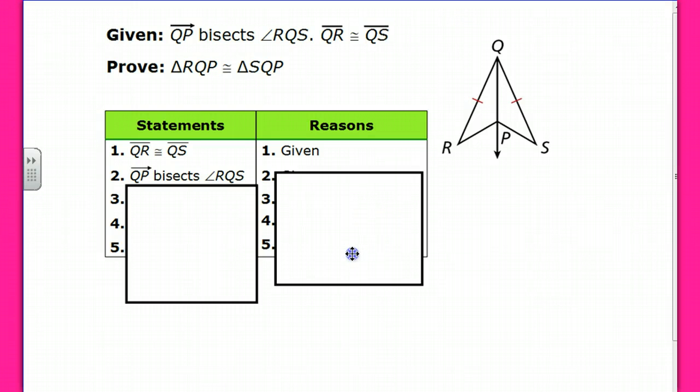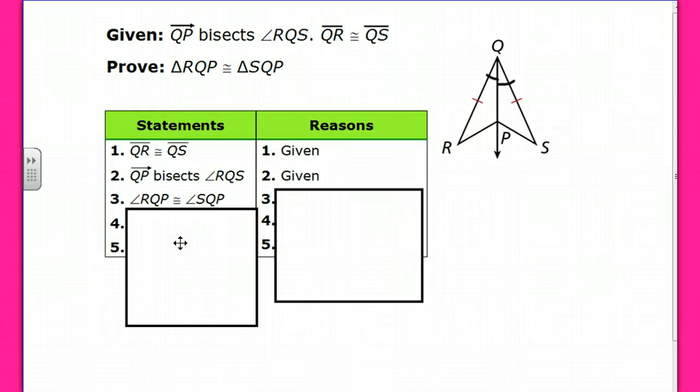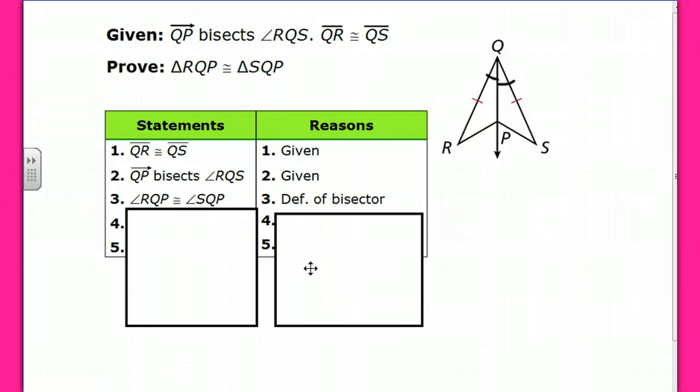Sometimes those are given all in one step, right? So if that is bisecting by definition does what? Yes, it divides an angle into two congruent angles, right? So let's say that next. We can say that angle RQP is congruent to angle SQP, definition of a bisector.